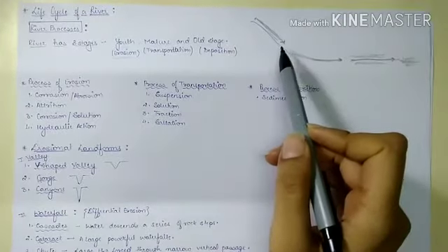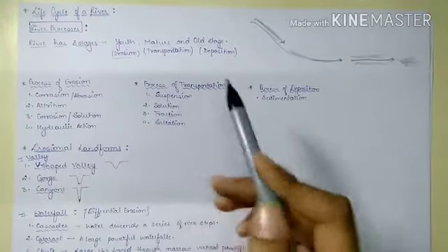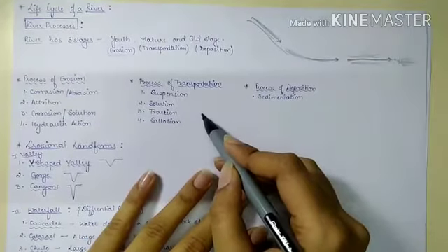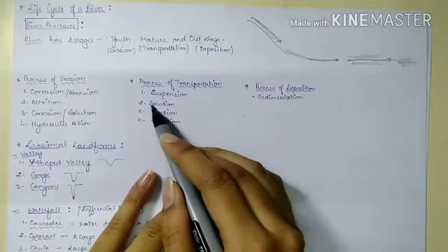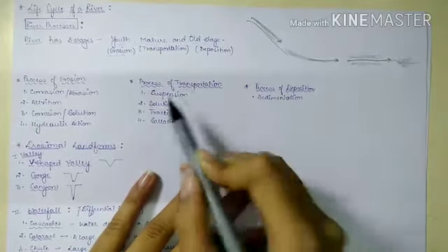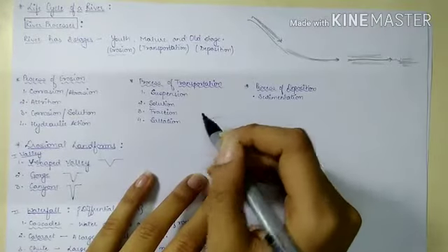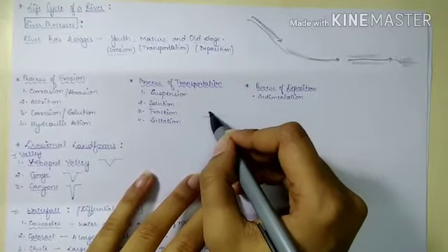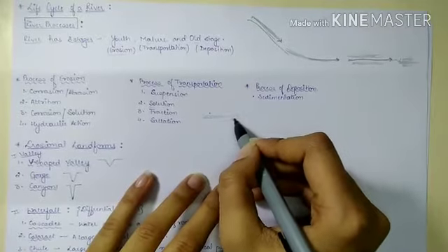Now, how are the sediments transported? So first is suspension. In suspension, we have lighter particles which are carried away by the water. Okay. Next is solution. In solution, the rocks get dissolved in water and they flow with the streams.